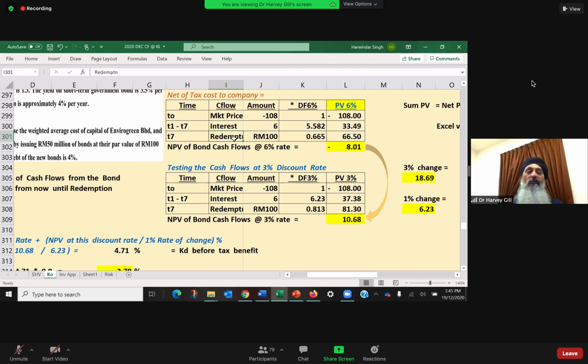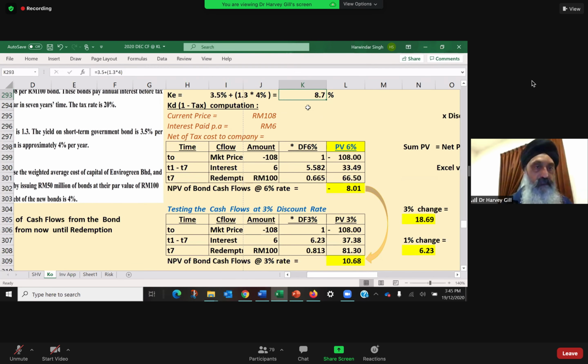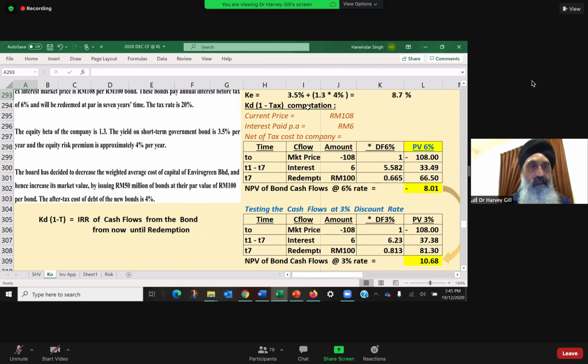So now you want to find out what is the value today of these cash flows. There's an investment of 108 today. Interest at 6 ringgit is going to be earned for 7 years, and then there will be redemption at the end of the 7th year. So what is paid out today? The discount factor obviously is 1. I have taken 6%. Why? Because these are 6% bonds, isn't it? Yeah, 6%. The bonds are 6%.